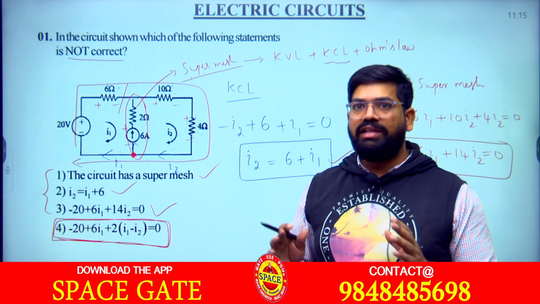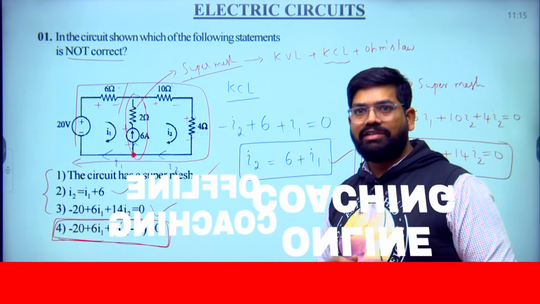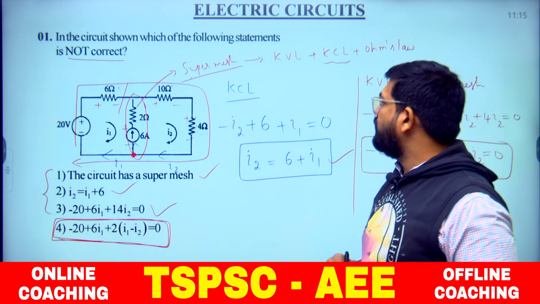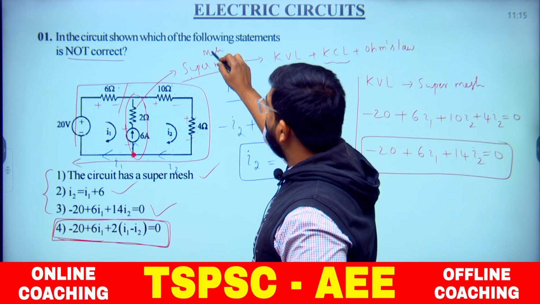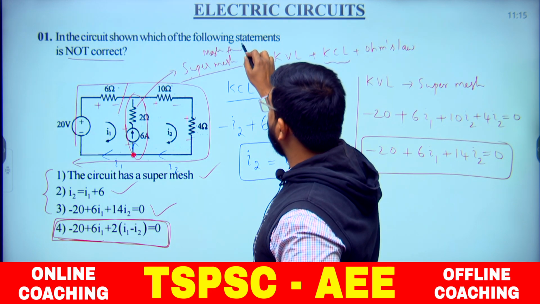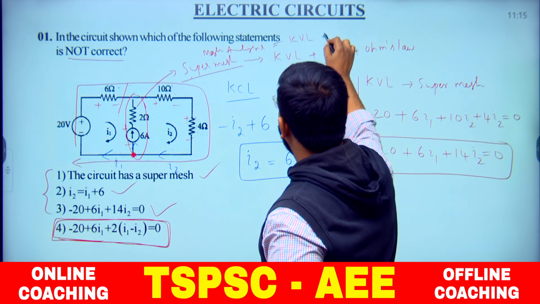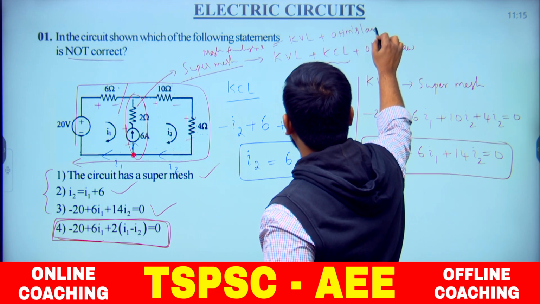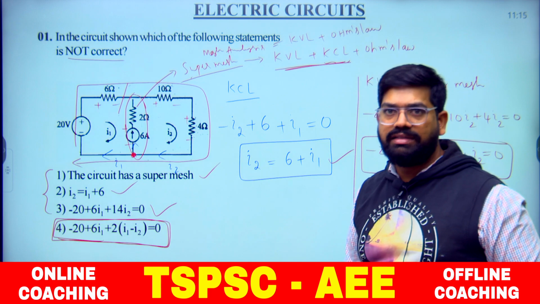So here, the fourth option is not correct according to the given circuit, because it is associated with a super mesh, right? Mesh analysis means what we are saying? Mesh analysis is only a combination of KVL plus Ohm's law. But super mesh means additional to that we are even having KCL. That is the thing.